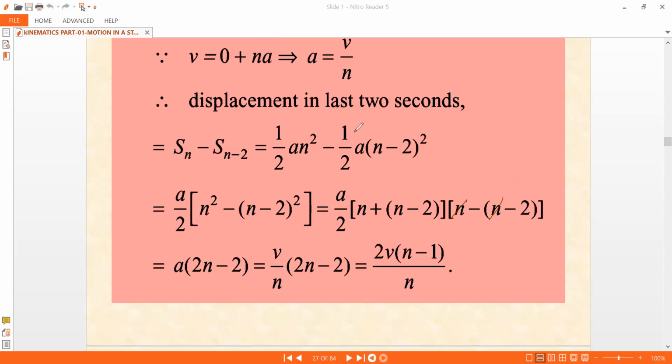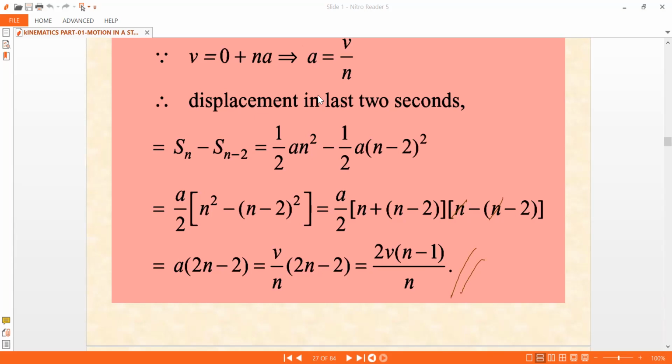So this A is equal to V by n. You can substitute. So 2V into n minus 1 divided by n. That's the final answer. So this is the displacement in the last 2 seconds. Hence the problem. So okay, if you had doubts, I wish to explain this one more time.